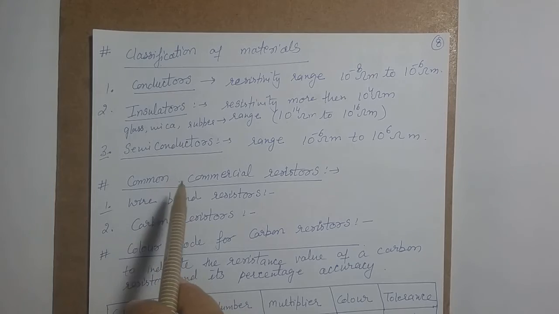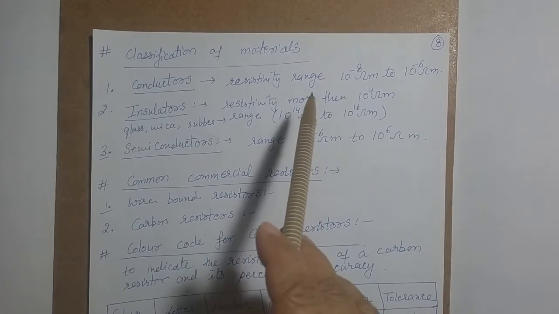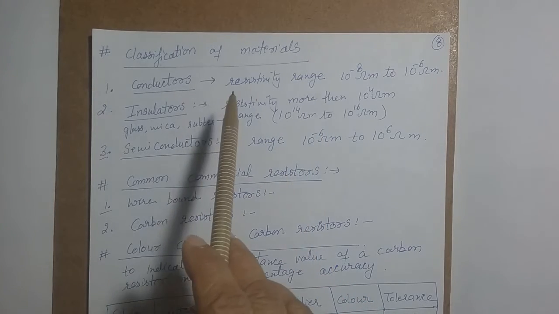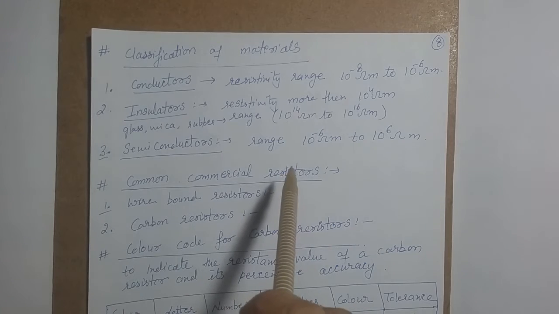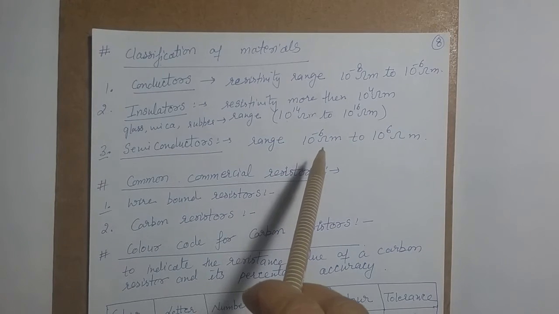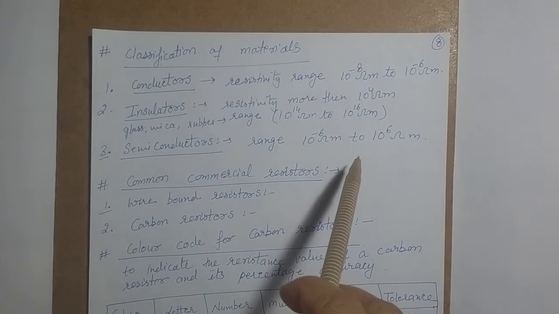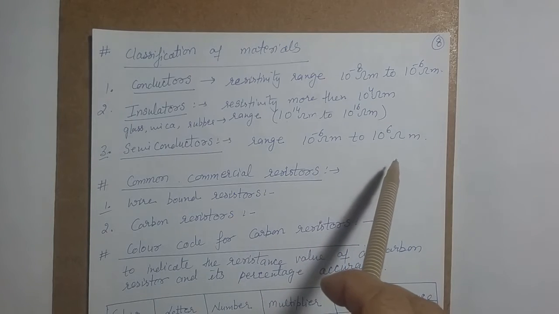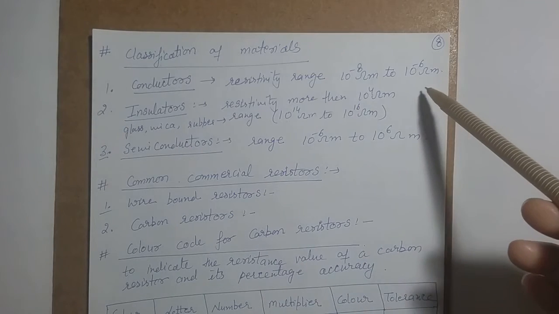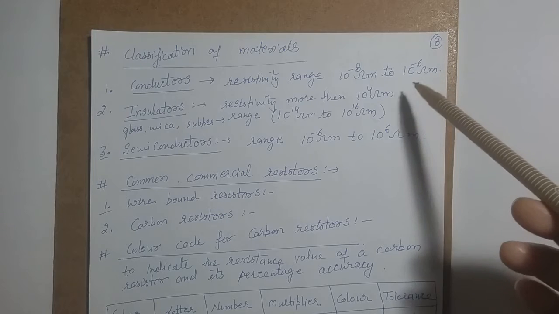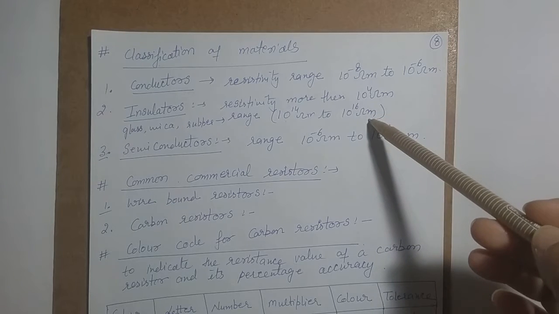Now for the semiconductor, the range is in between the insulator and the conductor. The range for semiconductor is 10 raised to power minus 6 ohm meter to 10 raised to power 6 ohm meter. This range is in between the conducting material and insulating material range.